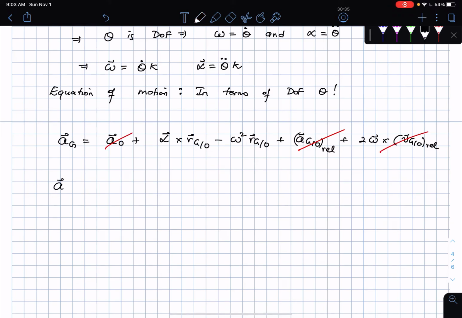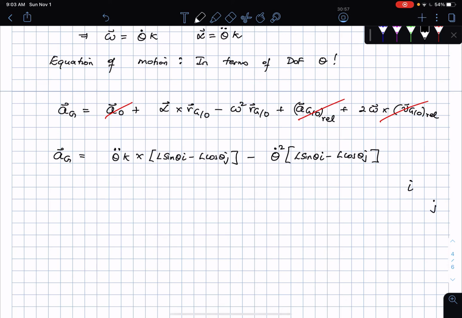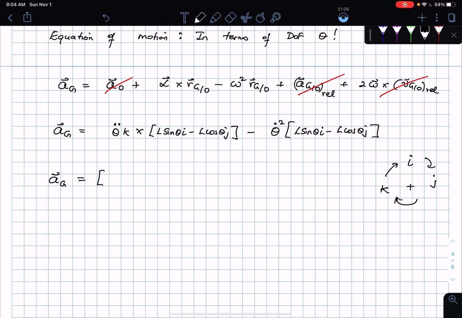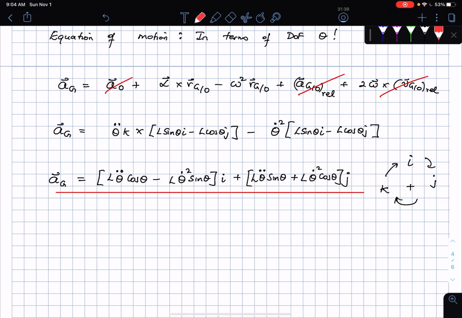Just to do the substitution, acceleration of G is theta double dot k crossed with L sin theta i, L cos theta j, minus theta dot squared times L sin theta i, L cos theta j. Bring in your triad i, j, k, which is the triad that I have set up here. So I can write acceleration of G, collecting all the i terms and the j terms. k cross i is j, k cross j is minus i, so I'm going to have L theta double dot cos theta minus L theta dot squared sin theta in the i direction, and then k cross i is j, so that's L theta double dot sin theta, and minus and minus becomes a plus, L theta dot squared cos theta in the j direction. This is what I have for the acceleration.